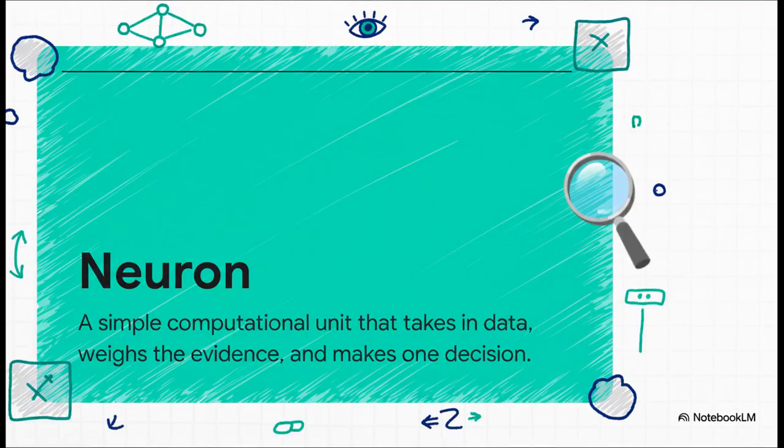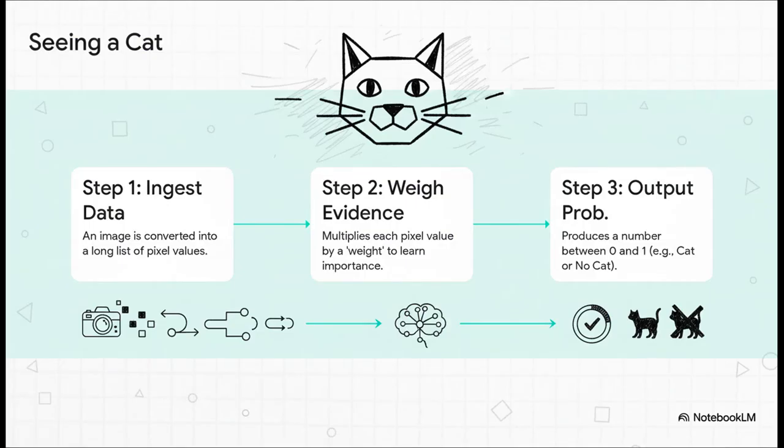We call this simple unit a neuron, and of course, it's not a real biological brain cell. Not at all. Think of it as just a tiny bit of math that does three things. It looks at data, it decides what parts of that data are important, and then it makes one final call. So how does our one little neuron actually see a cat?